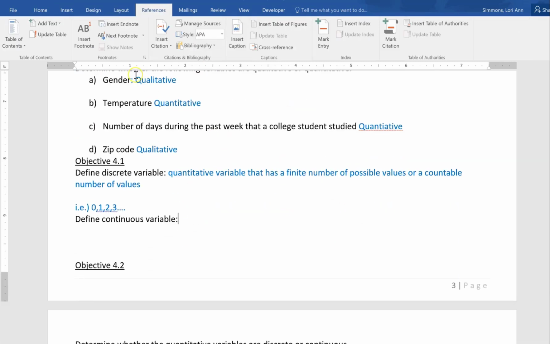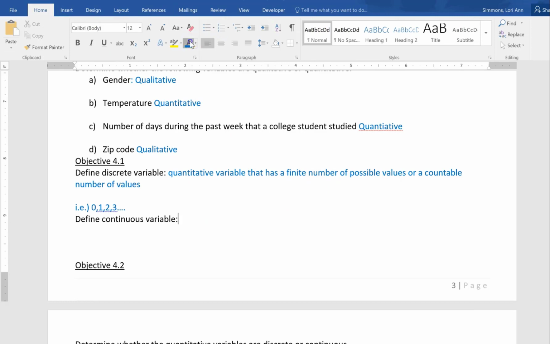Continuous, this also is a quantitative variable that has an infinite number of possible values that are not countable.